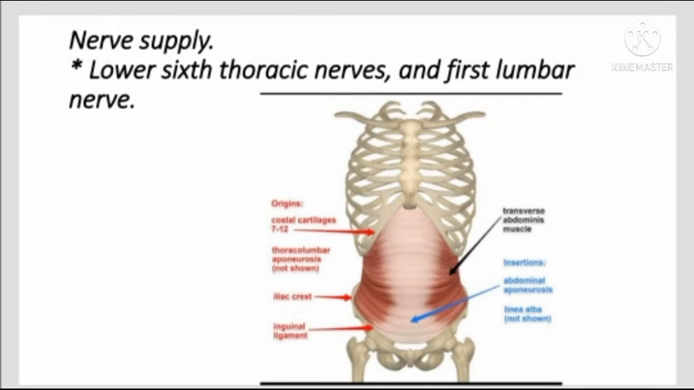In this picture, you can see the origin of the transverse abdominis muscle is from the costal cartilages, thoracolumbar aponeurosis, iliac crest and the inguinal ligament. The insertion of this muscle is in the xiphoid process, the abdominal aponeurosis and the pubic crest.